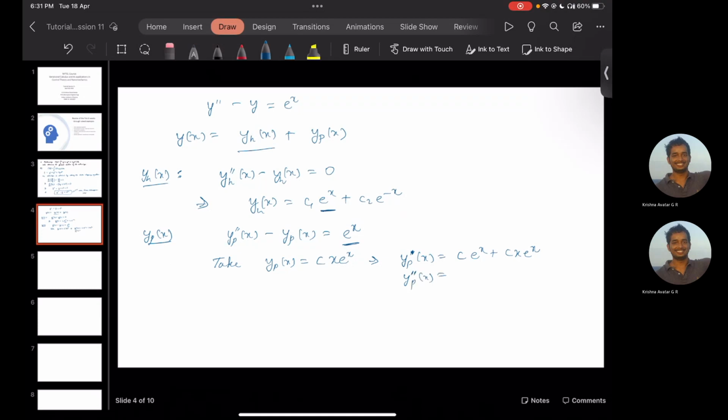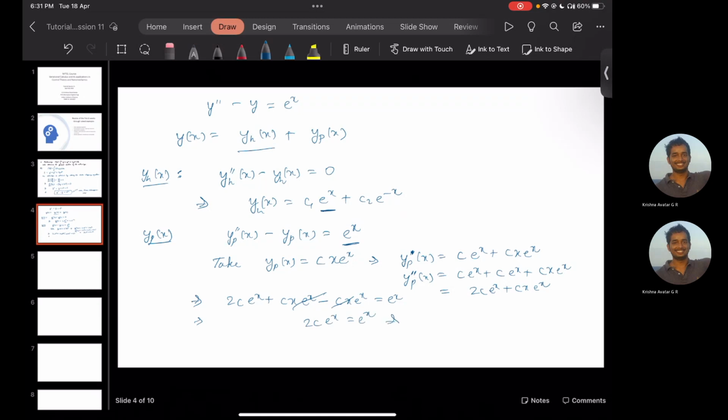And then yp double prime is c e to the power x plus c e to the power x plus cx e to the power x, and this is given as 2c e to the power x plus cx e to the power x. Okay, let's substitute this in our original problem, such that we have 2c e to the power x plus cx e to the power x minus yp, which is cx e to the power x, is equal to e to the power x.